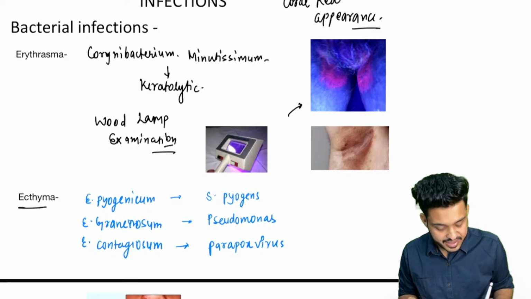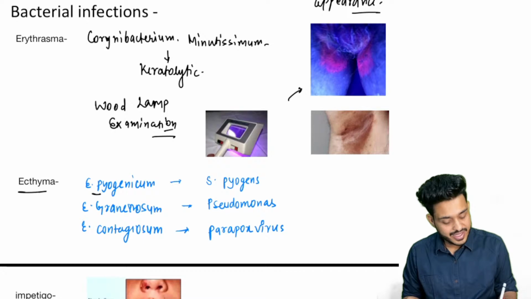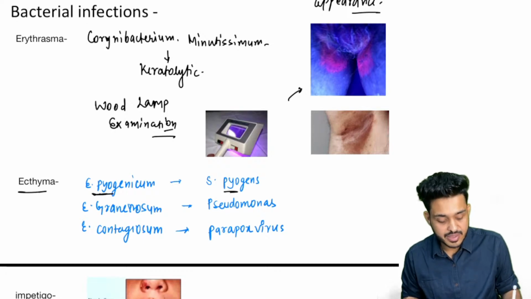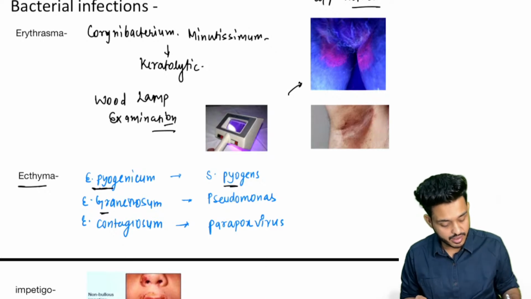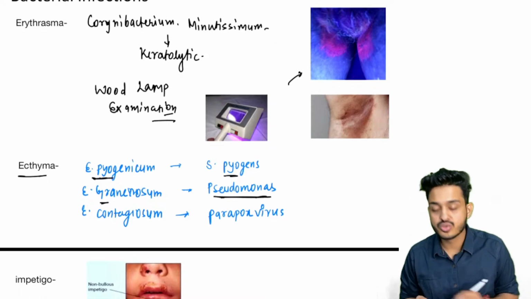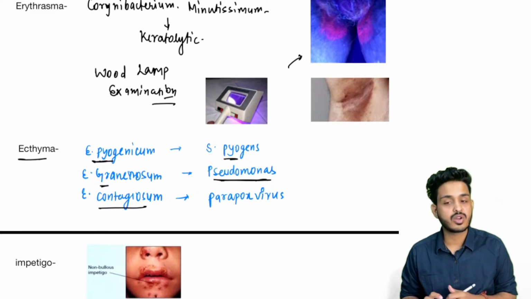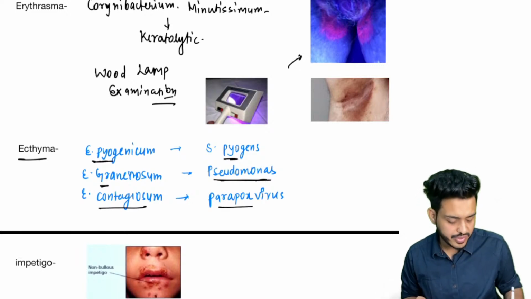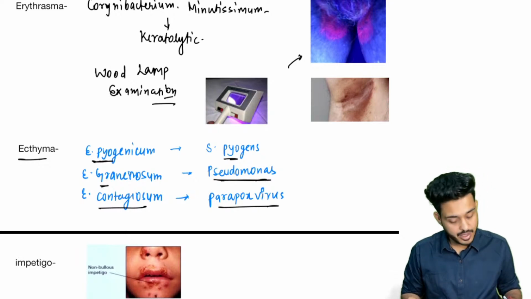Second thing is your ecthyma. We have multiple types of ecthyma. Ecthyma pyogenicum means it is due to pyogenes, Streptococcus pyogenes. Ecthyma gangrenosum is due to Pseudomonas. And ecthyma contagiosum, which is very contagious, is due to a virus, your parapox virus. So this is the bacterial infection.